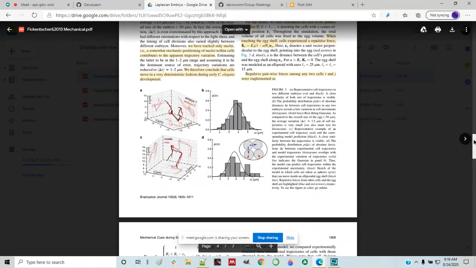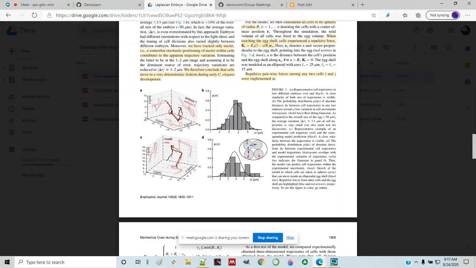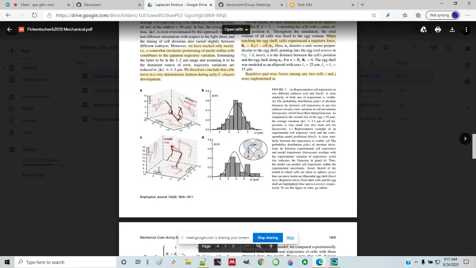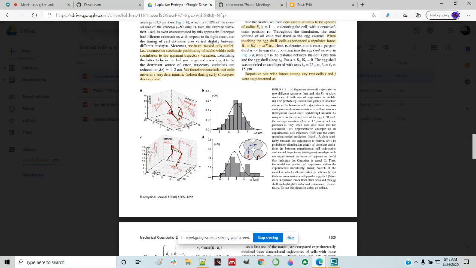What else do they have in here? So they have these cell trajectories. The way it works, you can build this sort of model of spheres that explain the model of the embryo, it looks like, and then you can actually model it with different forces and use that.